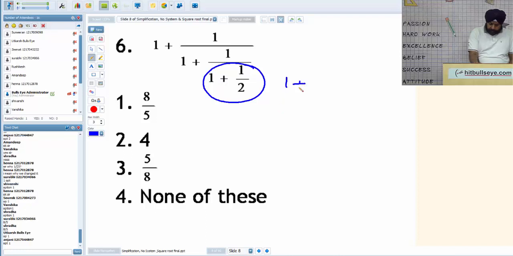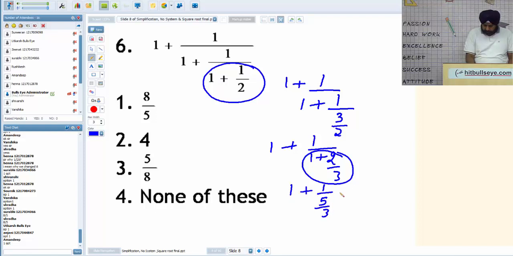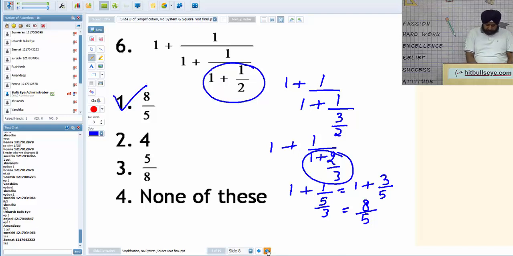So it's 1 plus 1 upon 1 plus 1 upon 1 plus 1 by 2 becomes 3 by 2. So it's 1 plus 1 upon 1 plus 2 by 3. 1 plus 2 by 3 is 5 by 3. 1 plus 1 upon 5 by 3. In reciprocal, it's 1 plus 3 by 5, which is 8 by 5. Hence, the first option is the answer. Is it okay? May I proceed? Is anyone having any doubt? Okay, I proceed on to the next question.